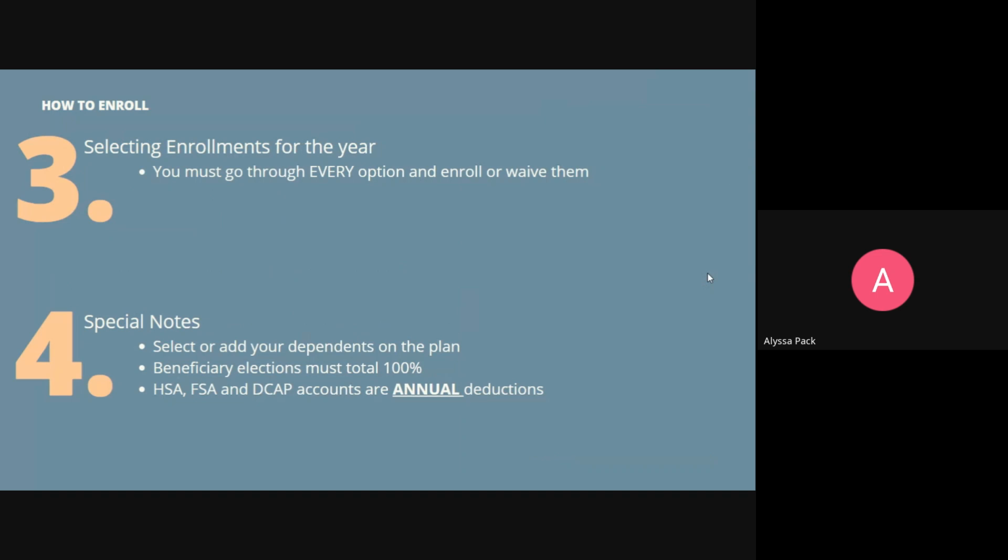Another note is that the HSA, FSA, and the dependent care accounts all are annual deductions. So on that line, put what you would like to see taken out for the entire year, not per month or anything, because we're going to divide that out amongst 12. So please make sure that it's an annual amount.